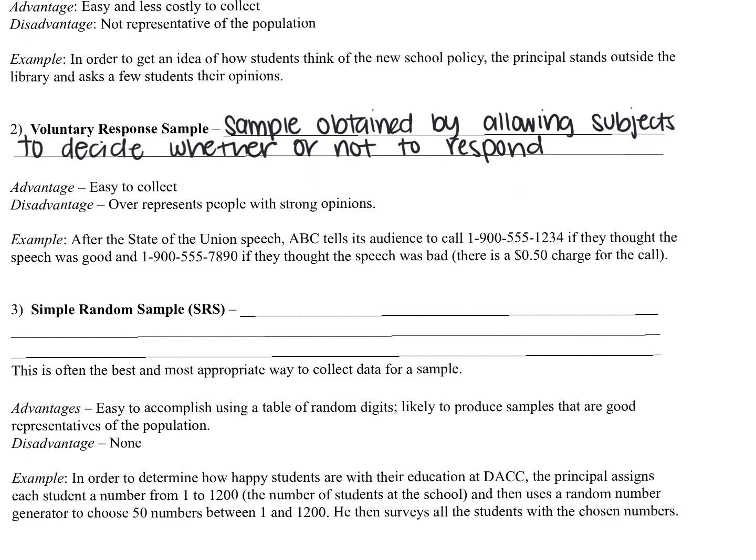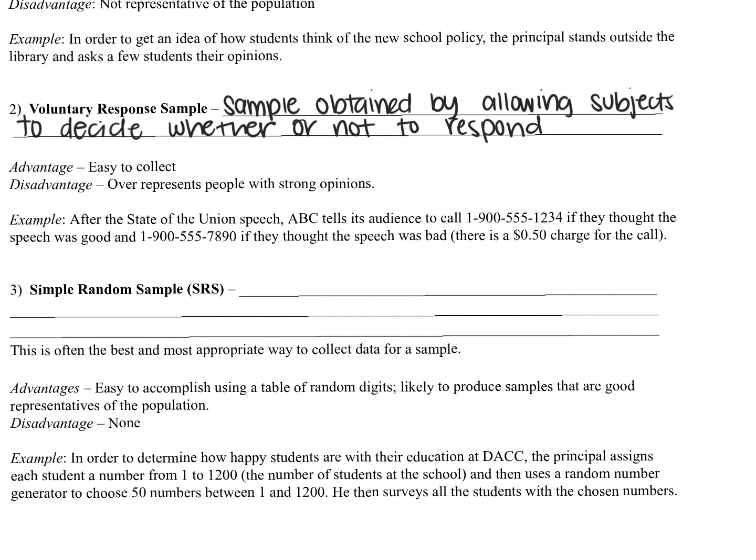So voluntary response sample, probably the worst method of collecting data, and we're going to talk more in the next section about why it's a very poor way to collect data. The next one is something called simple random sample. I'm going to call it SRS a lot. The abbreviation is just a lot more common a way to see this written.